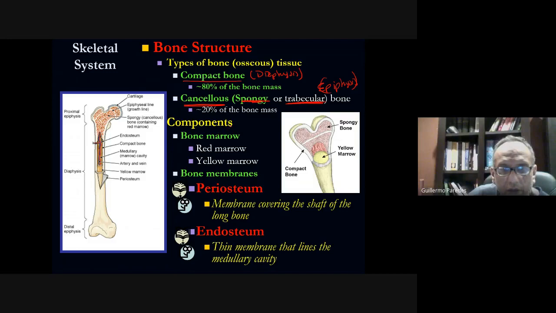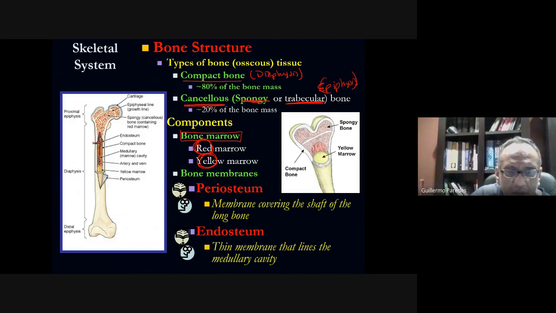All right, so the components of the bone: here we have the cancellous, trabecular, or spongy bone in the epiphysis, and in the center, we have the compact bone. Okay, perfect. So now, other components: bone marrow. Why do we call it bone marrow? Because there are two types of bone marrow, the red and the yellow. Red bone marrow and yellow bone marrow.